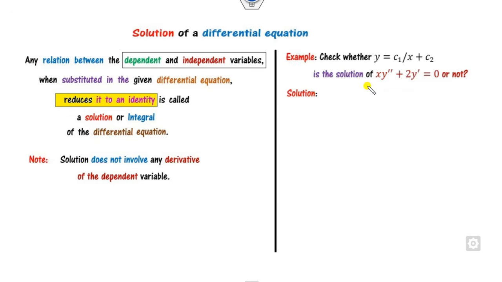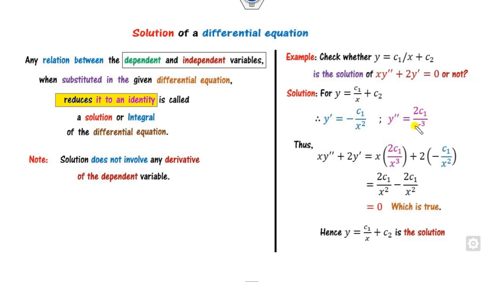For example, check whether this is a solution or not. How can you do that? You can find the y dash, you can find the y double dash, and you can substitute here. Check whether its LHS and RHS are the same or not. This is y. You can take the first derivative, take the second derivative, substitute, and this value is 0, which is the RHS, so hence this is my solution.